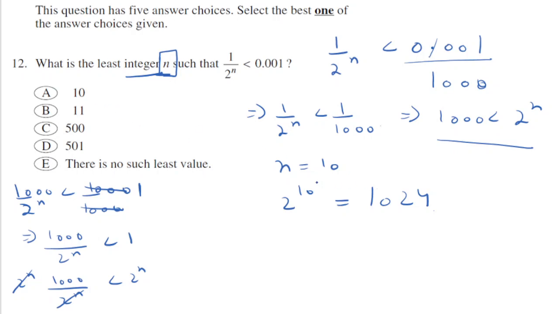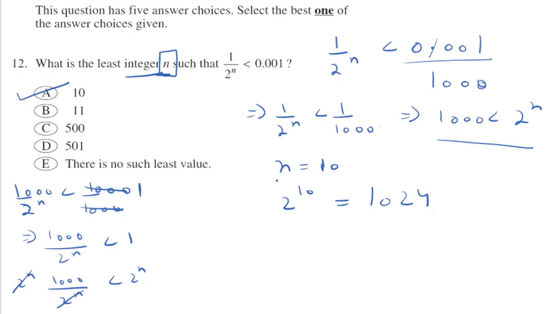Now this is an integer which satisfies this inequality, but we need the least integer. So if I check other options, 11 is greater than 10, 500 is greater than 10, 501 is also greater than 10. So out of these 4, 10 is the least integer. And also option E doesn't make sense because it says there's no such value, but we have a value. Hence I will select option A because this is the least integer that is satisfying this inequality.